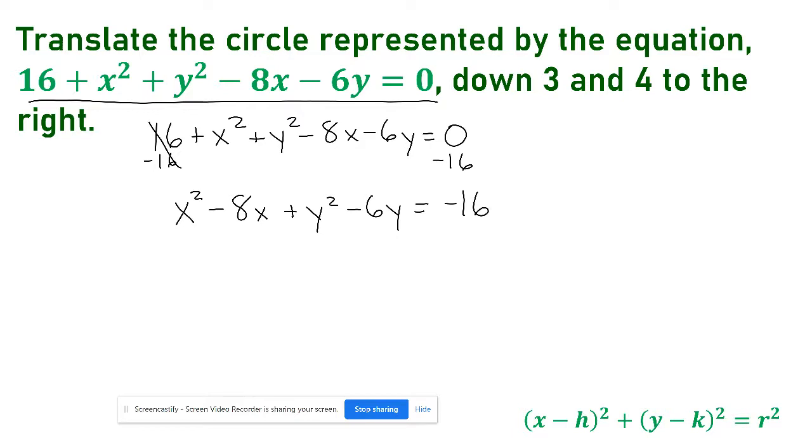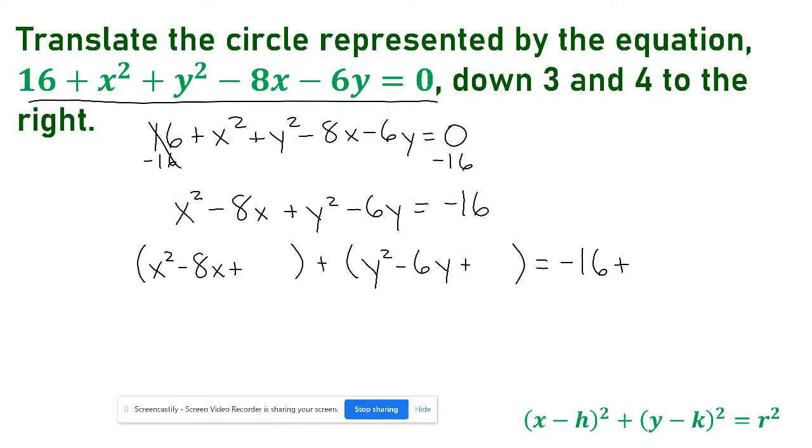So we've got x squared minus 8x plus some number that we're going to figure out in a second. And then we'll have y squared minus 6y plus something that we'll figure out in a second equals negative 16. And we've got to remember, whatever we add on the left, we have to end up adding on the right also.